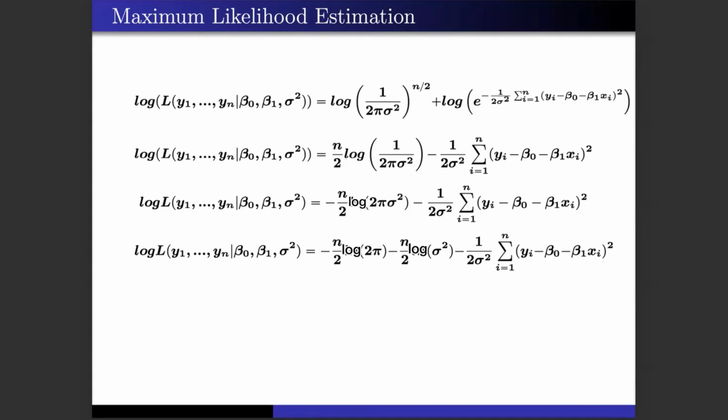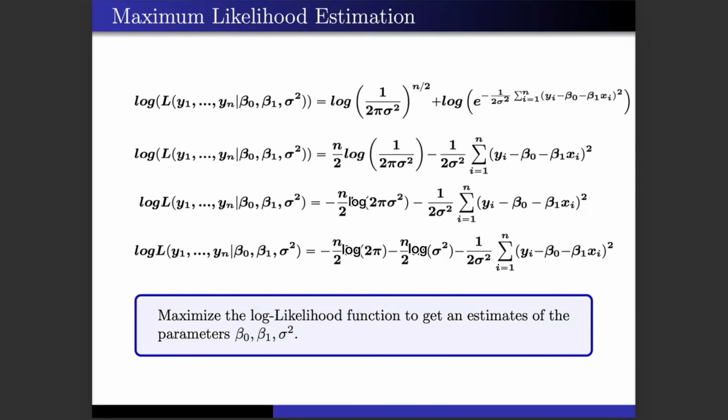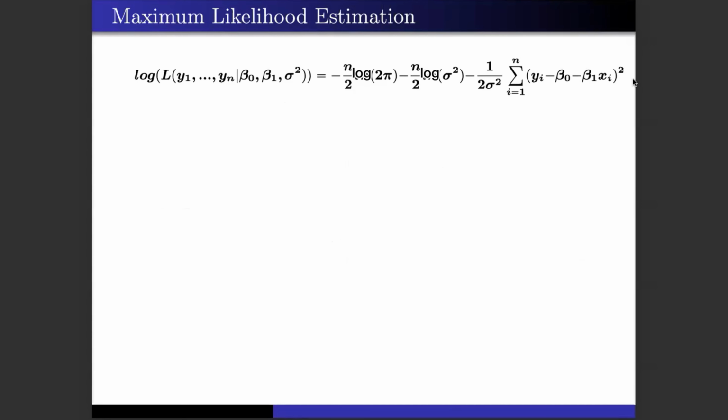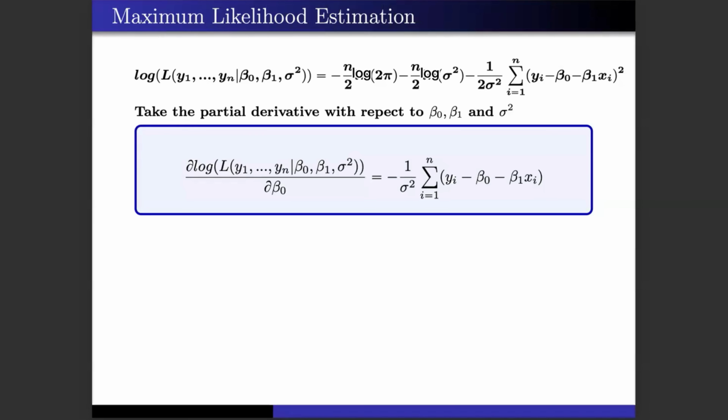So once we have simplified it, now we can actually use calculus to find the maximum of this log likelihood function. And how do we find the maximum of any function? We find the derivative of that function first and set it equal to 0. So now we will maximize this log likelihood function. We have three parameters over here, beta naught, beta 1 and sigma square. First, we take the partial derivative with respect to beta naught.